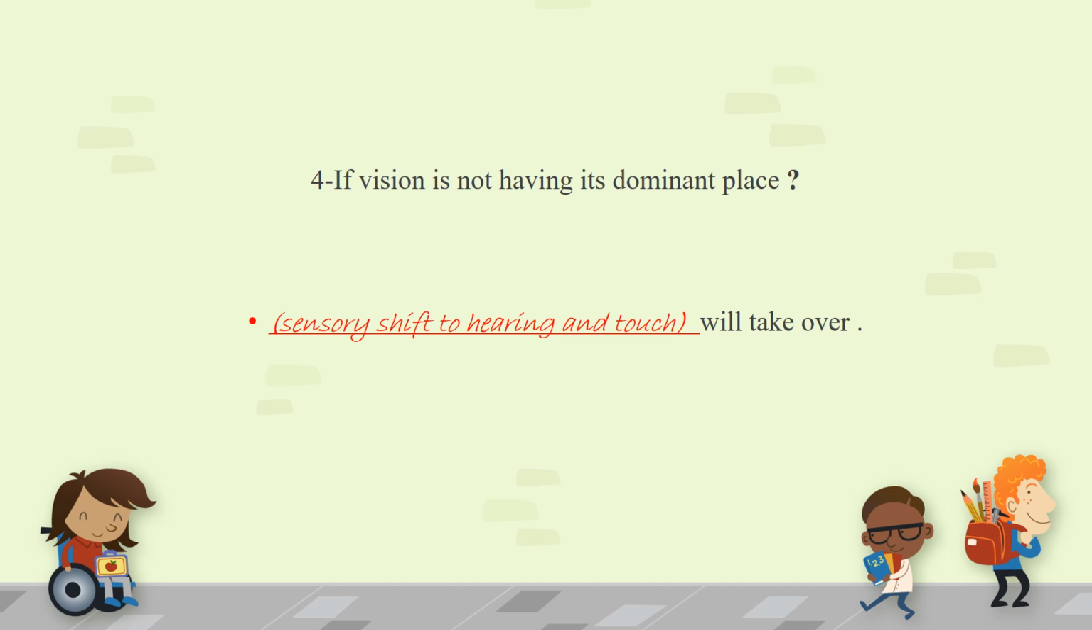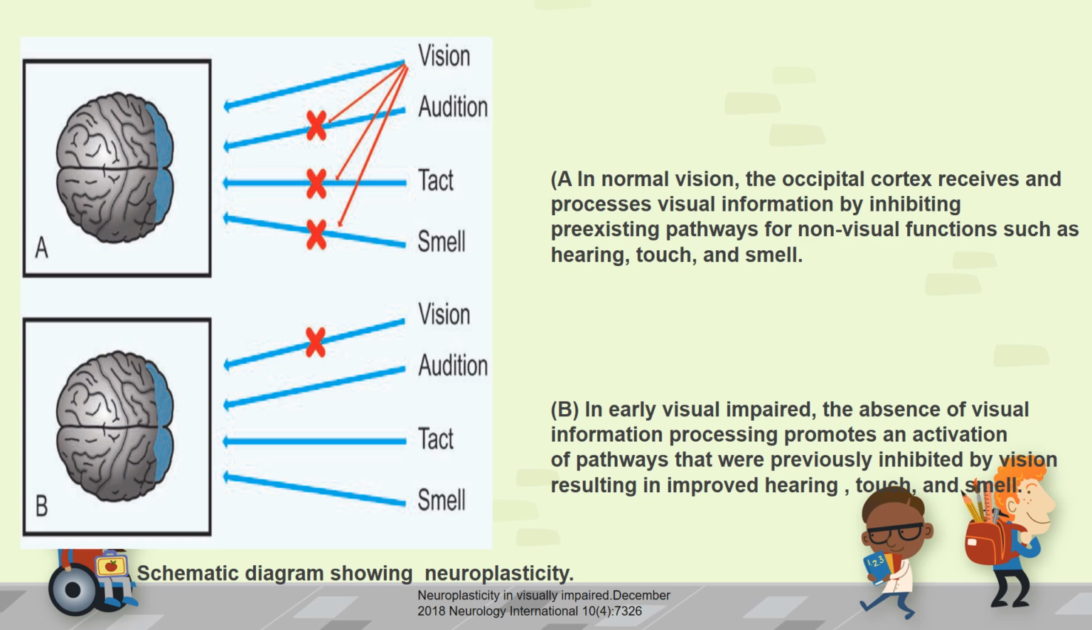So, if vision is not having its dominant place, what's going on? Sensory shift to hearing and touch will take over. New theories explained the neuroplasticity in the visually impaired. One of them is shown in this schematic diagram in figure 1.